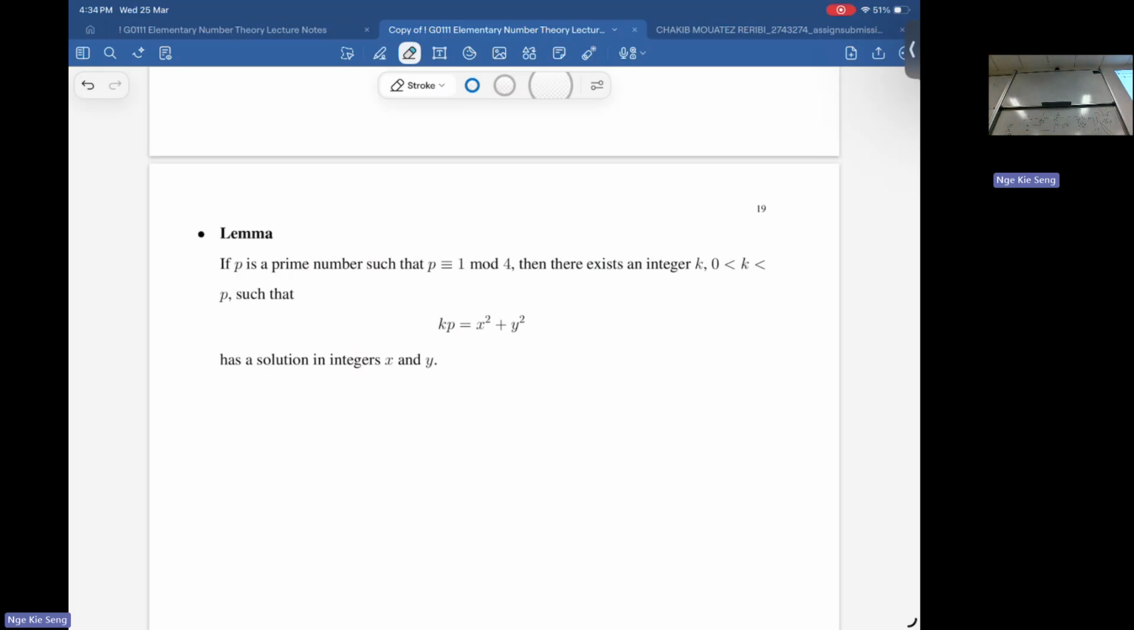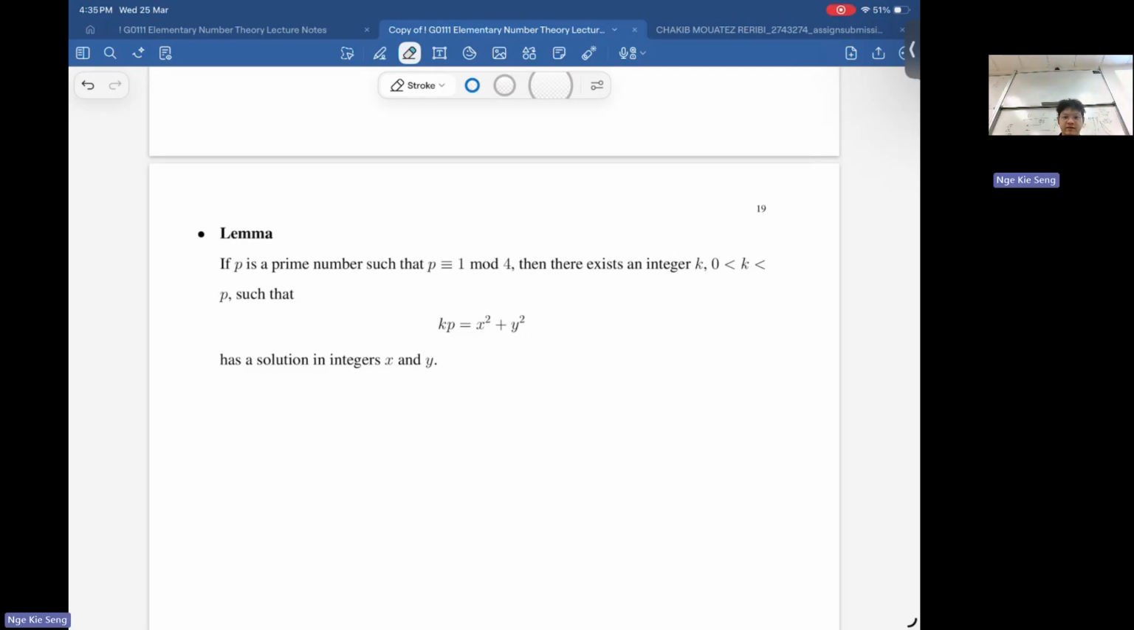If you are 3 mod 4, then you cannot write it as a sum of squares, right? So we don't really care about 3 mod 4 already. If it's 1 mod 4, then the lemma doesn't say that P can be written as a sum of squares. It just says that a multiple of P can be written as a sum of squares. Does that make sense? A multiple of P, and this multiple is between 0 and P. Some multiple of P can be written as a sum of squares.